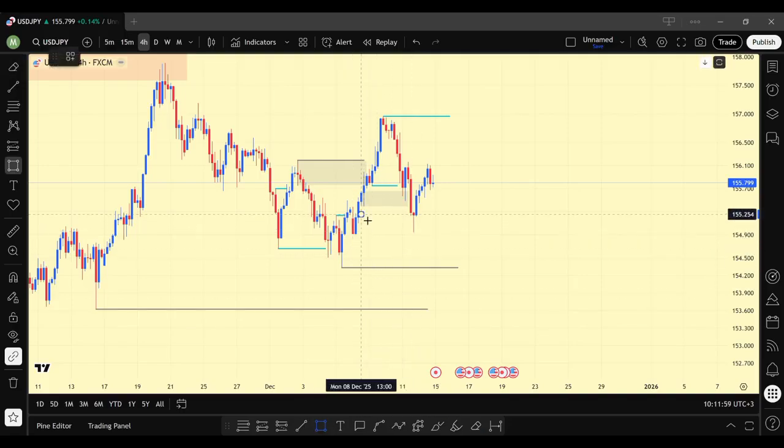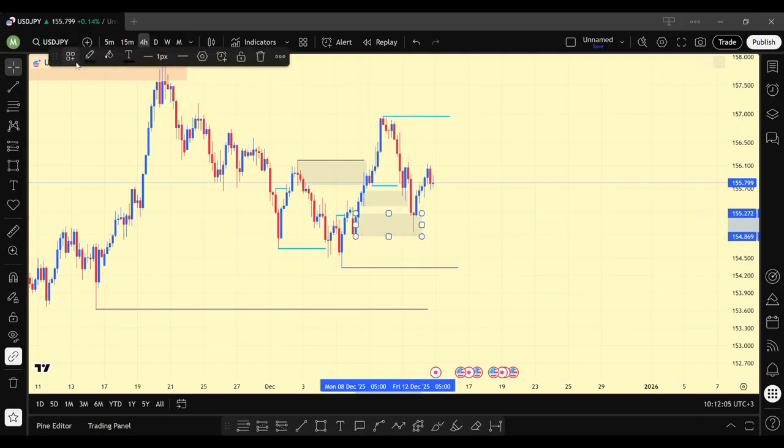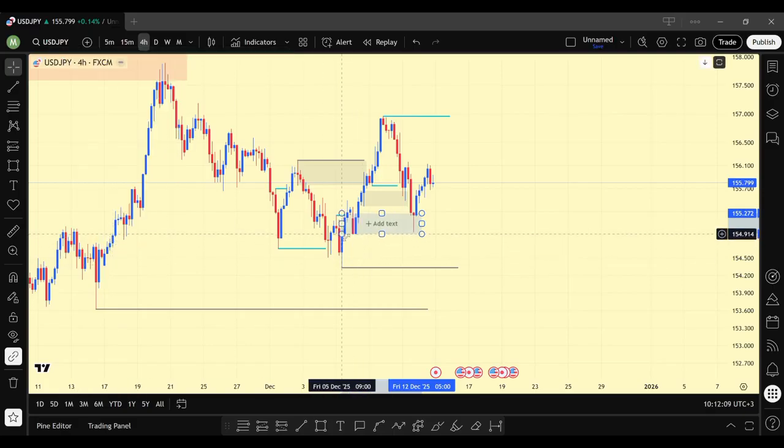mark the origin order block, I can clearly see that this here is the origin order block, and price is reacting from it exactly right there. So this one here is our origin order block.